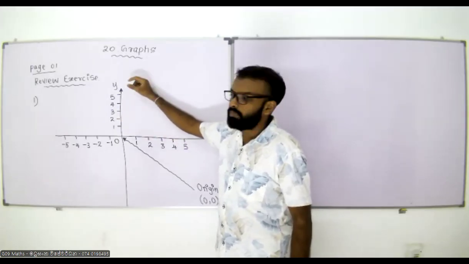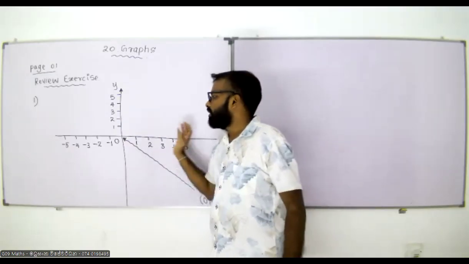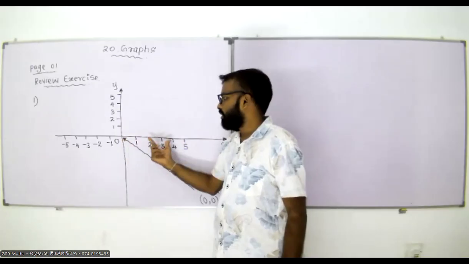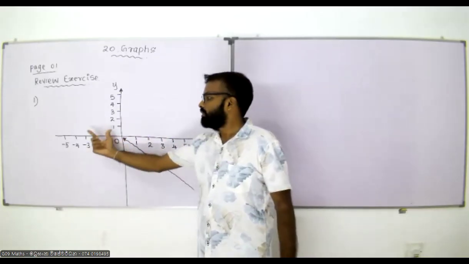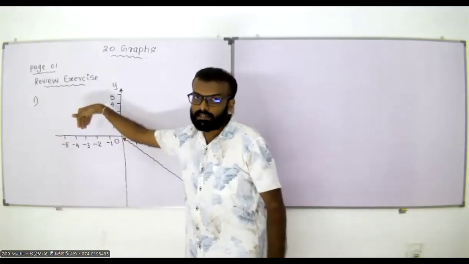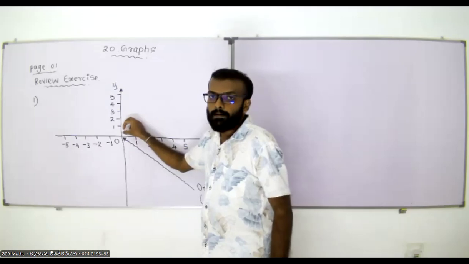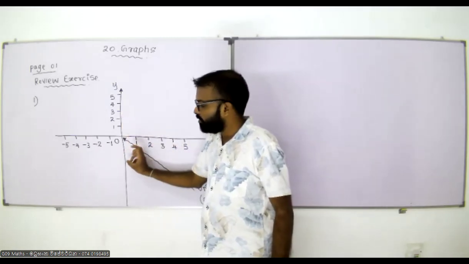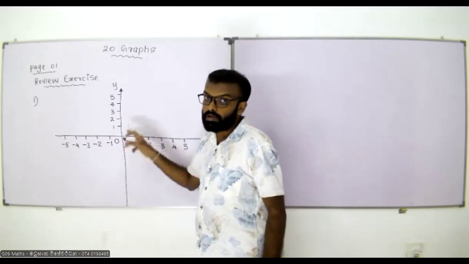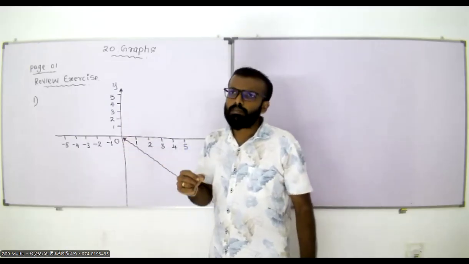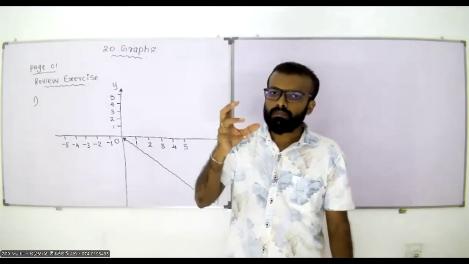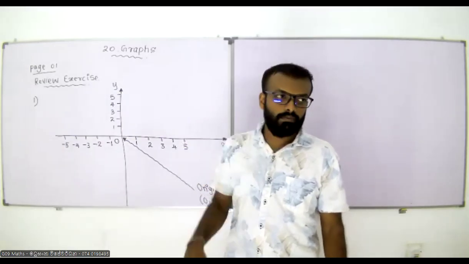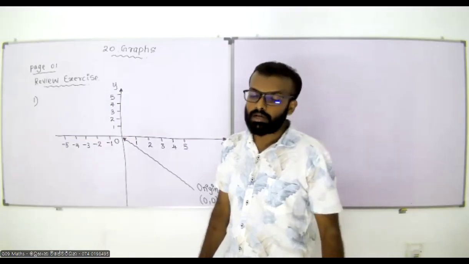Upside and downside, right and left. Double squares 1 unit on the x-axis, and single square 1 unit on the y-axis. And that might be a suitable scale if you want to draw a very beautiful graph. Keep that in your mind.